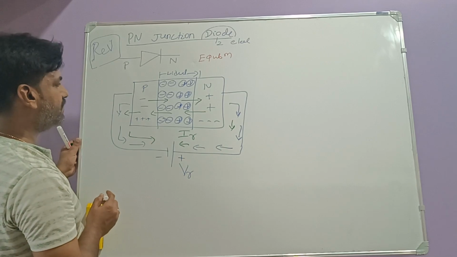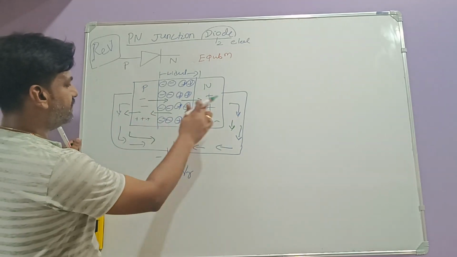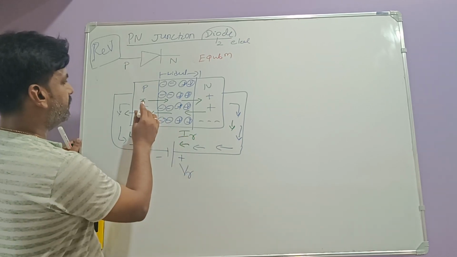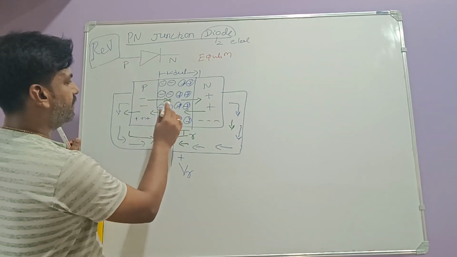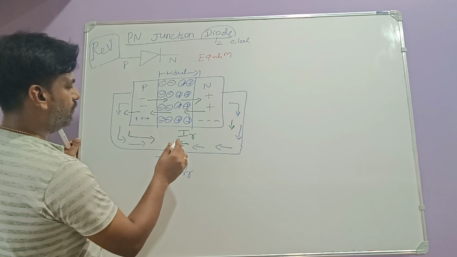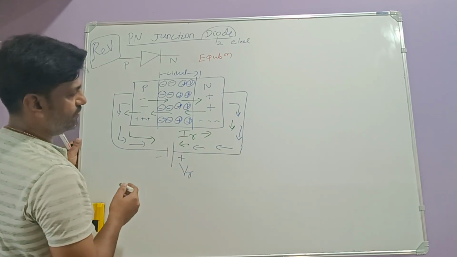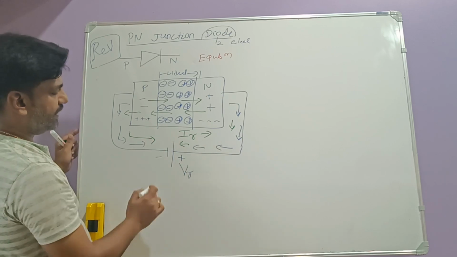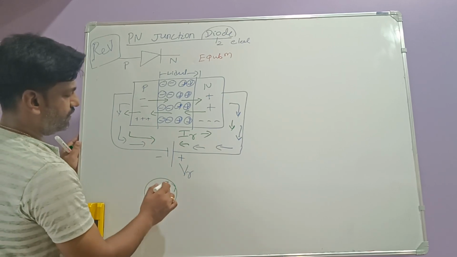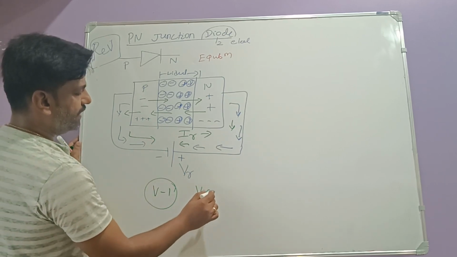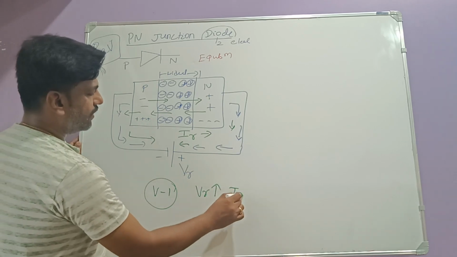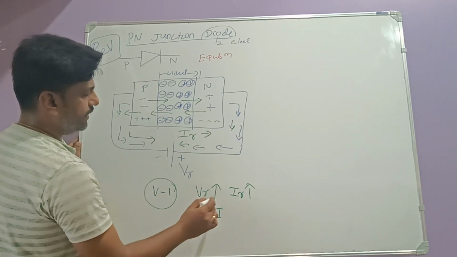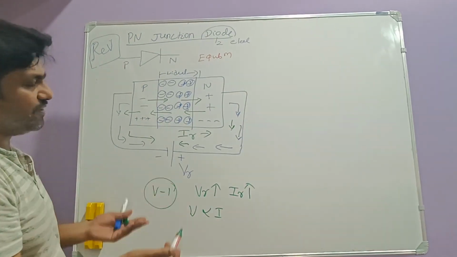How is the electron movement? The electron movement is in this direction, right? So look at this electron, minority charge carriers in this direction, so the current is in this direction, right? So now for this we should write the VI characteristics. As VR increases, the current IR increases, because we know Ohm's law, V is directly proportional to I. Since it is reverse, it is a reverse current.